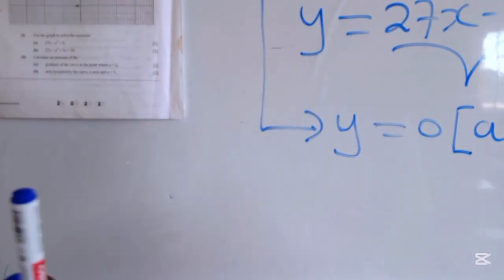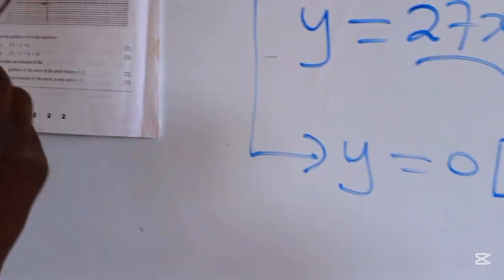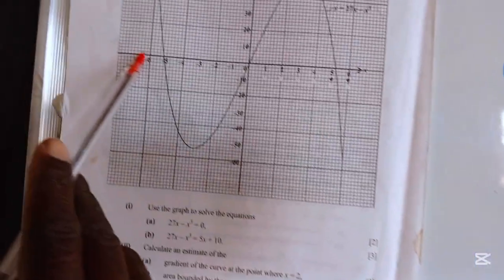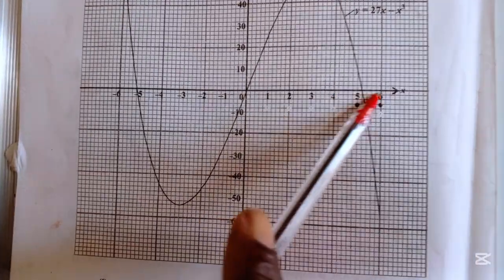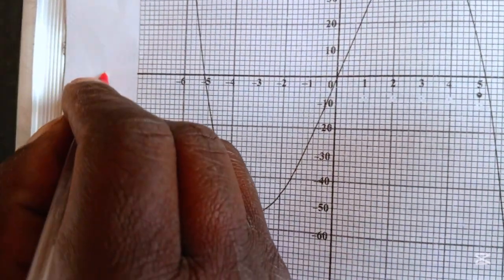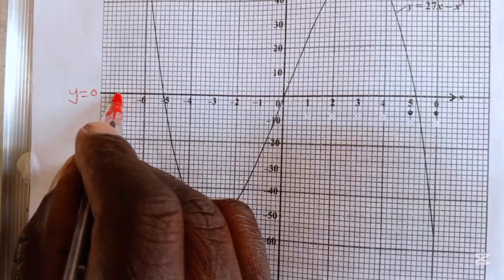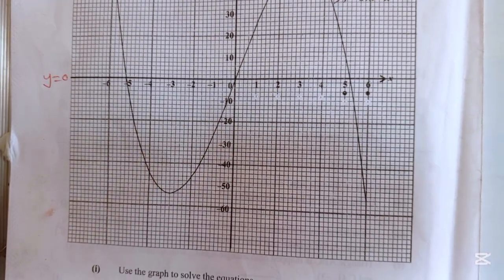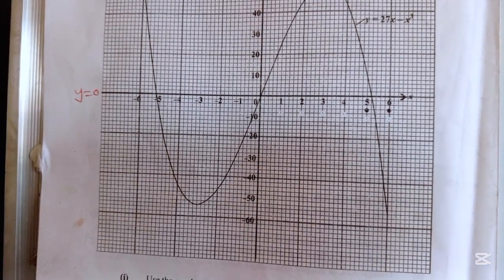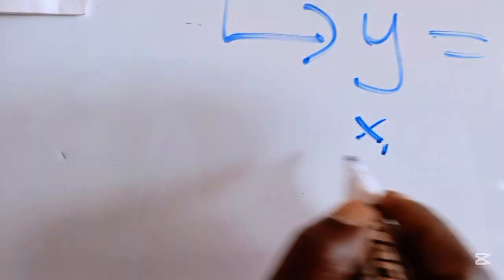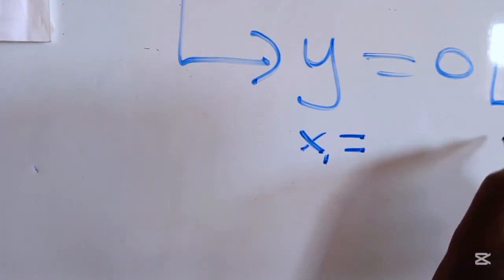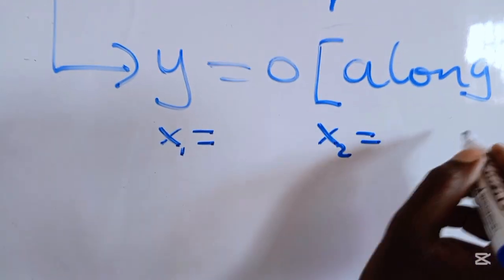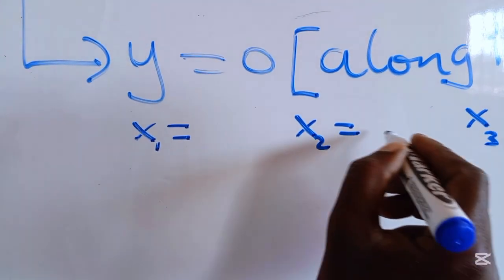So ladies and gentlemen, please, Mr. Cameraman, follow me. We are saying along this one, this is where y is equal to 0. So I'm just interested in the values of x. What will be the values of x? I know that y will be 0. If you want, you can say x1, because it is a cubic. We are going to find x1, x2, and another x3. So we'll start with x1.